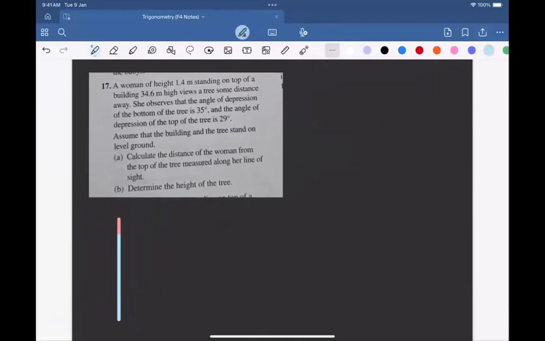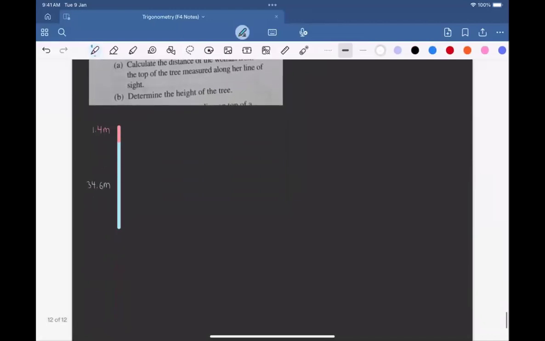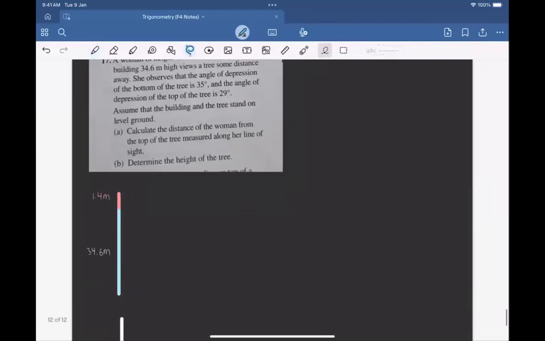34.6, right? And what's the height of the woman? 1.4. So where is the total height of everything? 36, right? So I just do a little sketch here, right?